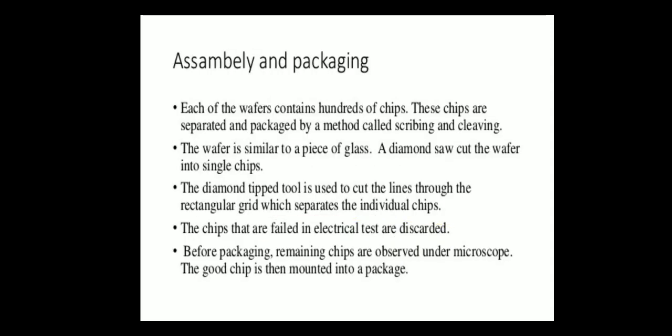The final process is the assembly and packaging. Typically we produce chips in large numbers, so each wafer has hundreds of chips. These chips are to be separated and packaged by scribing and cleaving. For this we use a diamond tipped tool to cut the lines through the rectangular grid. The diamond tip tool will be more accurate. For packaging, we have three types: one is the metal can package, the ceramic flat package, and the dual inline package.